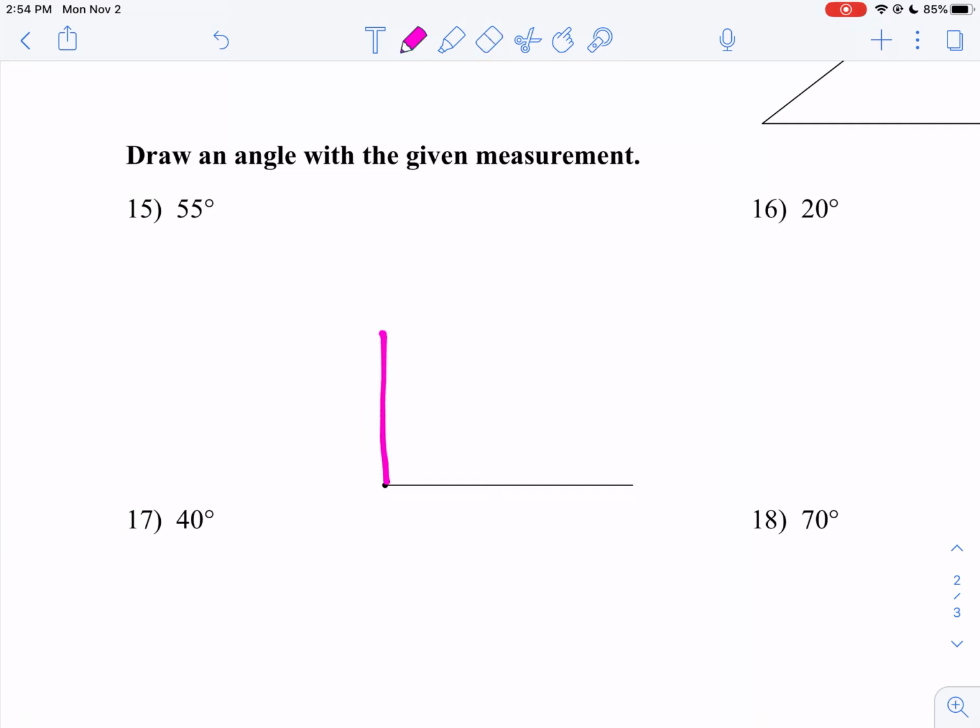If that's 90 degrees, I'm going to partition it into 3 equal parts. So I know where 60 degrees is. I'm just going to go a little bit below 60 degrees. So I'm going to say that the angle is 55 degrees. And I'm just going to erase that part. Erase this. And it gives me an angle which is 55 degrees.